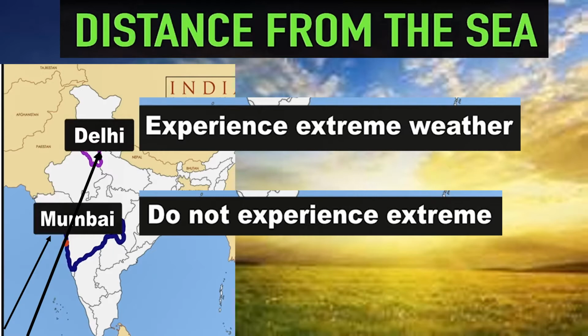Now, let's take the example of our country, India. In that, let's compare Mumbai and Delhi. Mumbai is in the coastal area, hence it receives a moderate type of climate, whereas Delhi is in the interior. So by the time this air reaches Delhi, the moisture is lost and hence it experiences an extreme type of climate. That is why Delhi is very, very hot or very, very cold.